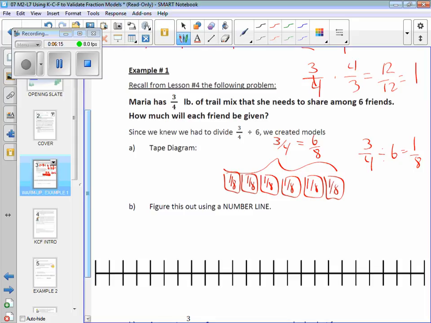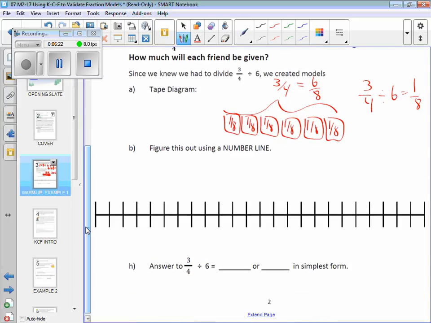Took even longer doing a number line because you had to change these fractions into a like denominator first. So let's do that. 3/4, and what is 6 as an improper fraction? Not a reciprocal fraction. What is it as an improper fraction? 6/1. Right. Okay, so we have 3/4, 6/1.